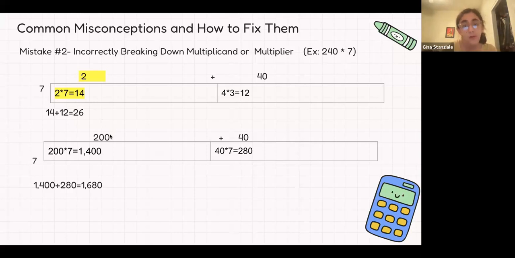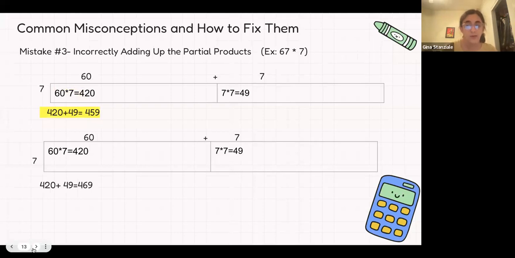So it should be 200 plus 40. So it is 200 times 7 equals 1400. 40 times 7 is 280. And then you get 1400 plus 280 equals 1680. So again, very different answers, and it's important that we check that.